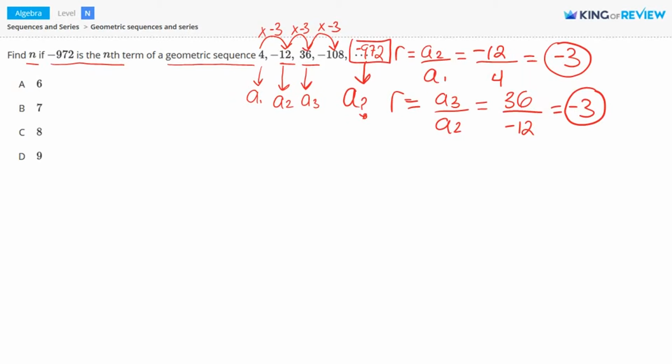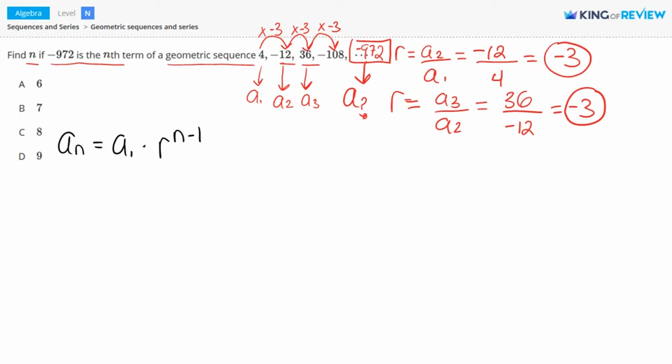So one method for doing this is to just write out all of these terms, A1, A2, A3, all the way until you get to negative 972. This could take a while depending on how far down the sequence it is, but there's another way to solve. We can use the rule for a geometric sequence. This rule has the following formula. It's An equals A1 times R to the n minus 1 power.